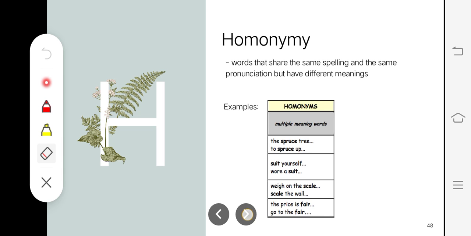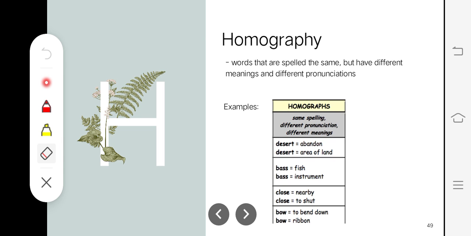The next is homography. Words that are spelled the same but have different meanings and different pronunciations. Like in this example, desert, to abandon, or desert, an area of land. Bass, fish, bass, instrument. Bow, to bend down, and bow, to pull a ribbon.